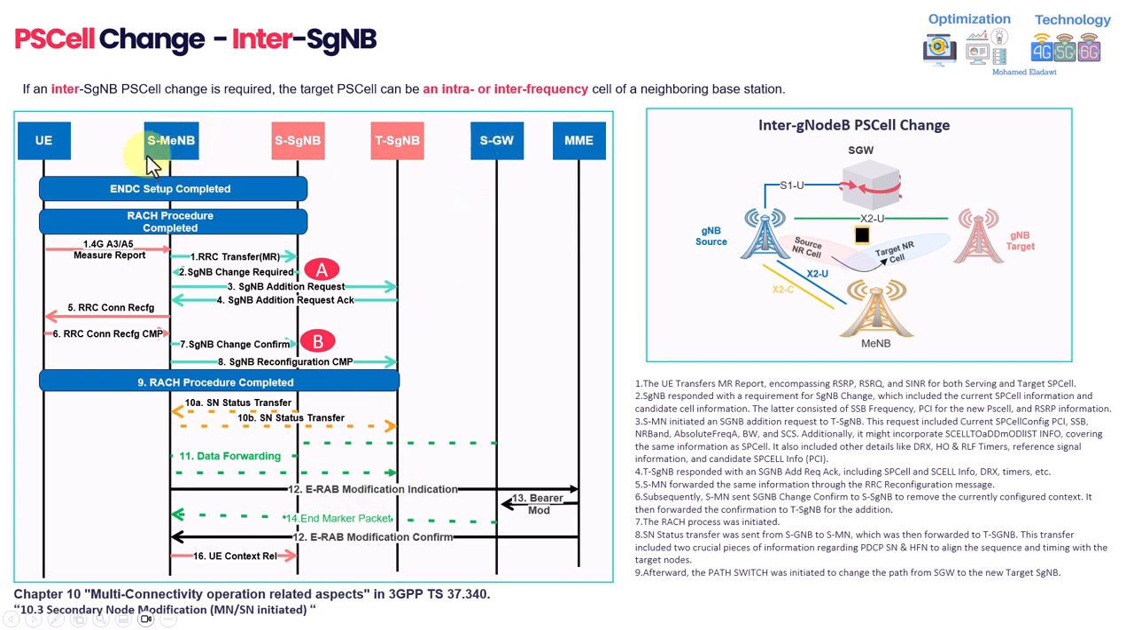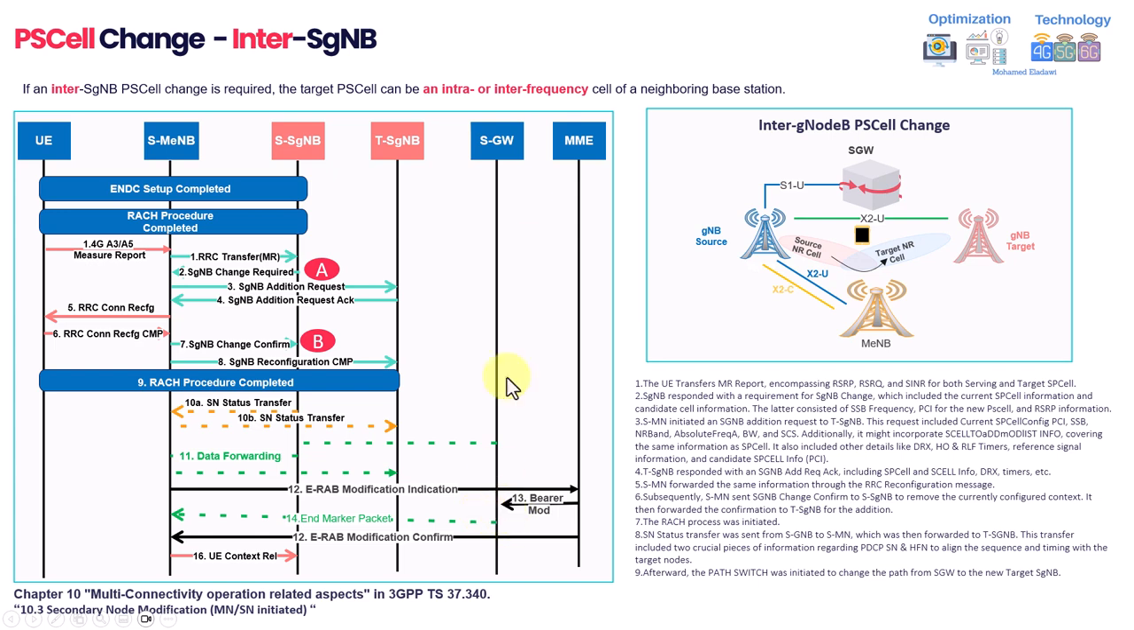In this case, the source master node now needs to change the path from here to this one. So it will send this E-RAB modification indication, which contains the new IPs of the target SgNB, asking the MME to change the path of the control plane and asking the serving gateway to change the path of the user plane. Once this is done, the MME will notify the serving gateway with a bearer modification, to change the bearer from the old serving one to the new target one, so that data forwarding is done directly from the serving gateway to the target one.